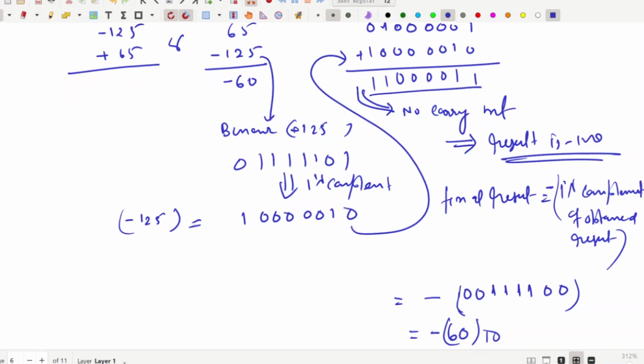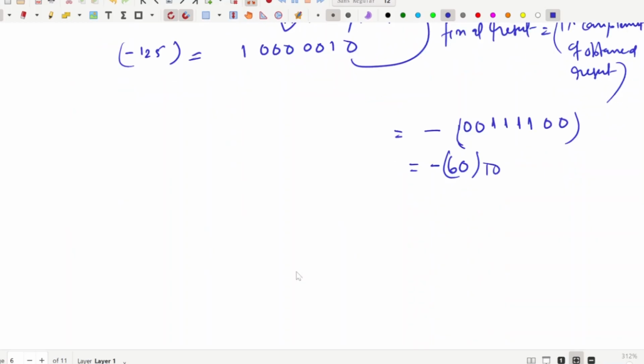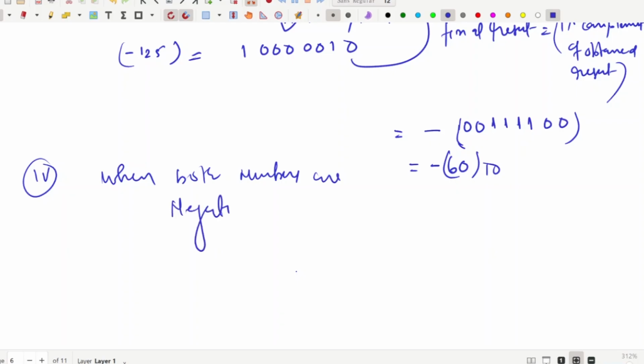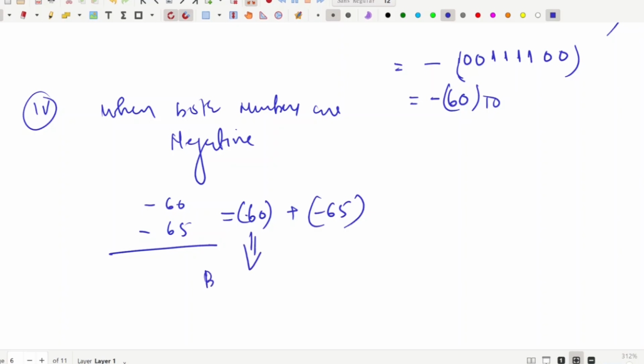Now the fourth scenario is when both numbers are negative. Suppose the first number is minus 60 and another number is minus 65. So this is written as minus 60 plus minus 65. Here we first find the binary of 60 and the binary of 65, and then find the ones complement of each.